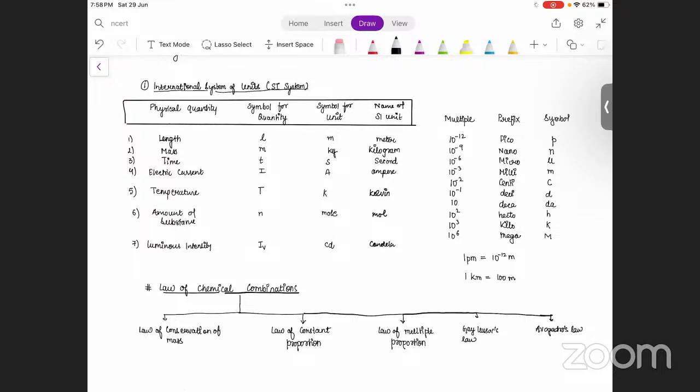So this is the topic that we learned about in today's class. That is the international system of unit and what the seven fundamental units are. And then we saw what is mass, weight, volume, density, and the different scales of temperature.